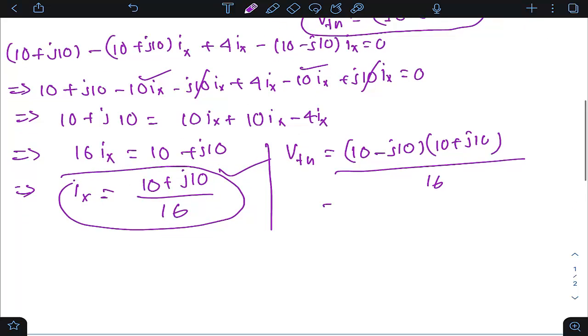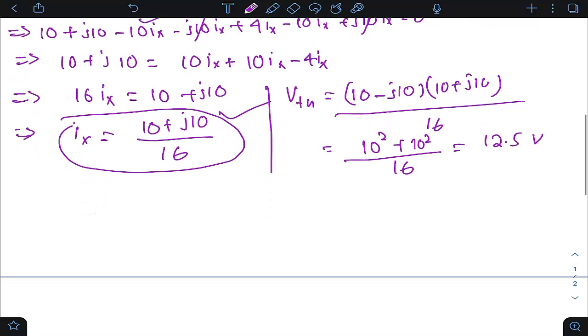If you check, this is a square minus b square. This is coming as 10 square plus 10 square divided by 16, which is 200 by 16, which is 50 by 4. And if you check it out, this is coming as 12.5 volts. So this is your VTH, 12.5 volts. So VTH, the phasor notation, is 12.5 at an angle of 0.